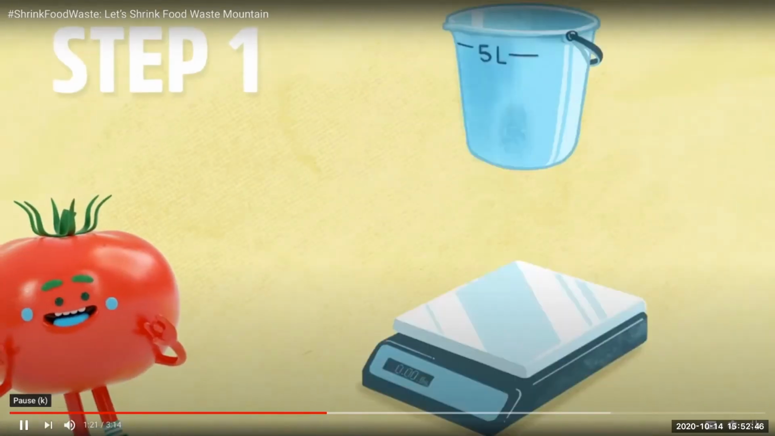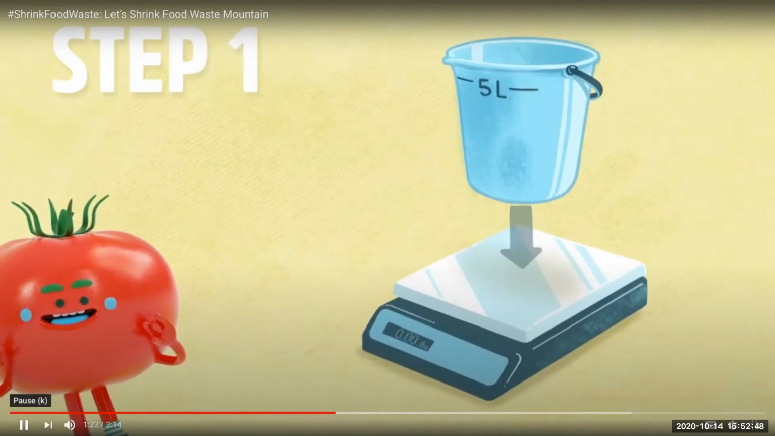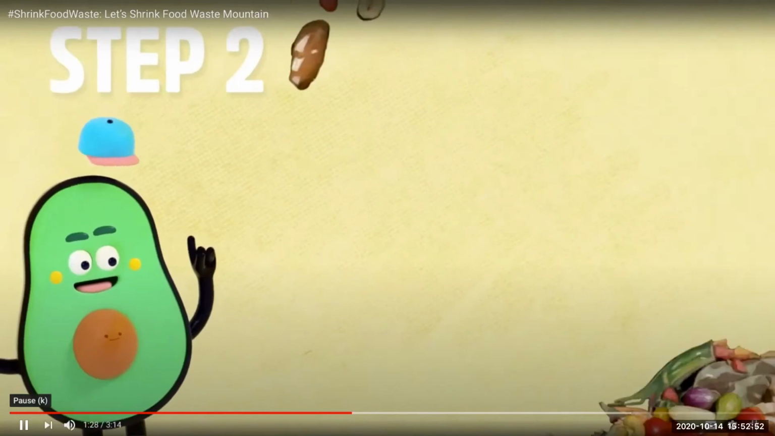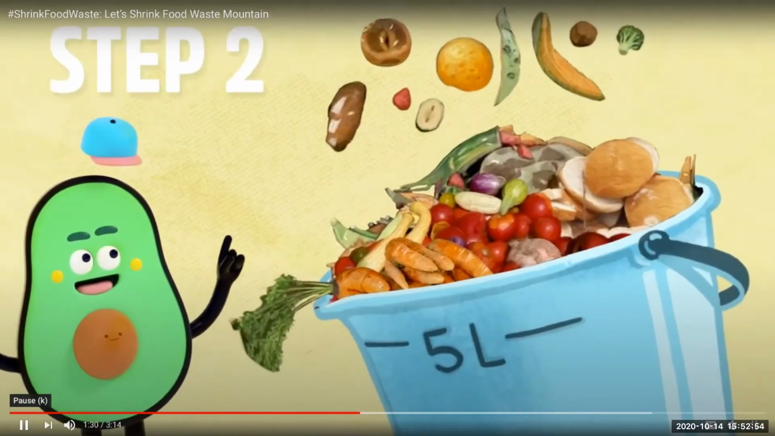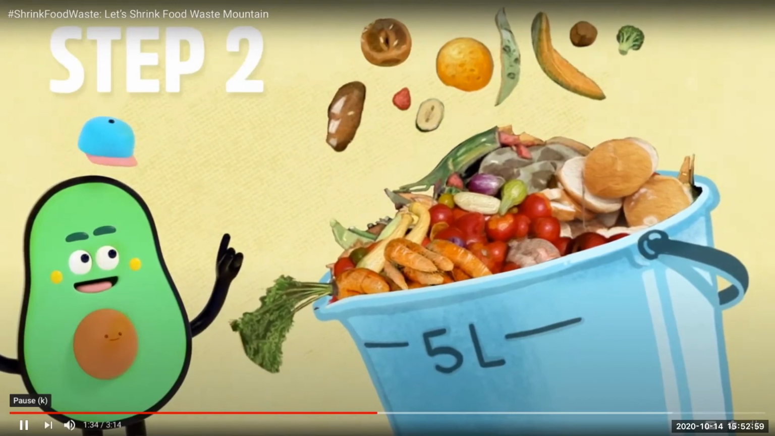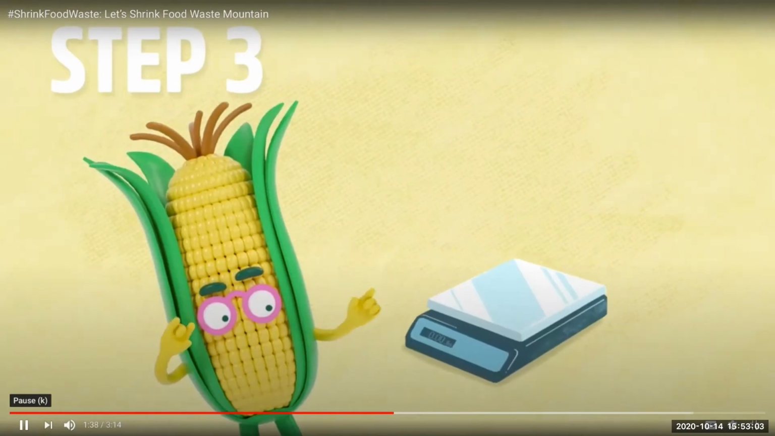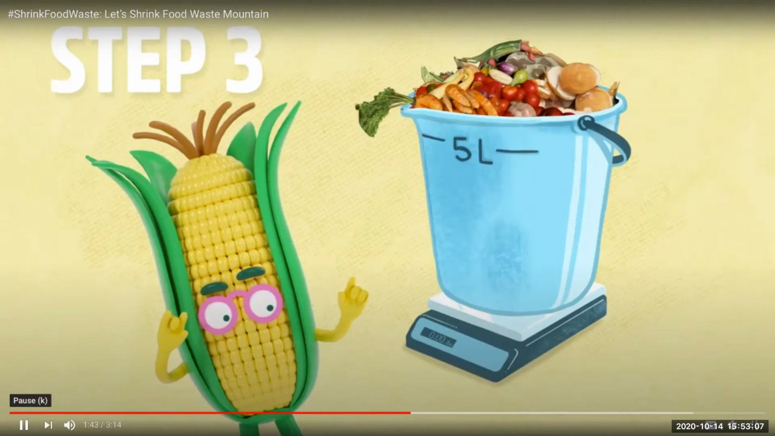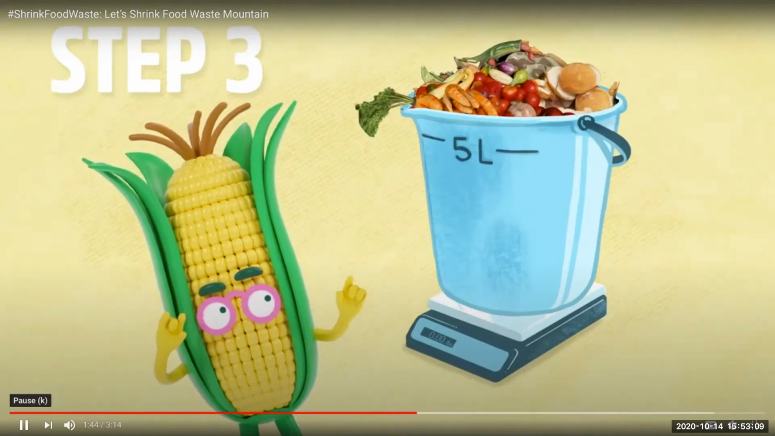Ready? Step 1. Get an empty container and weigh it or note its size. Write down the weight or the size. Step 2. For one whole day, put all your family's food waste in the container. That includes anything that would normally be thrown in the garbage or the organics bin. Step 3. At the end of the day, right before you go to bed, weigh the container of food waste if you have a scale, or measure how much food waste is in the container.